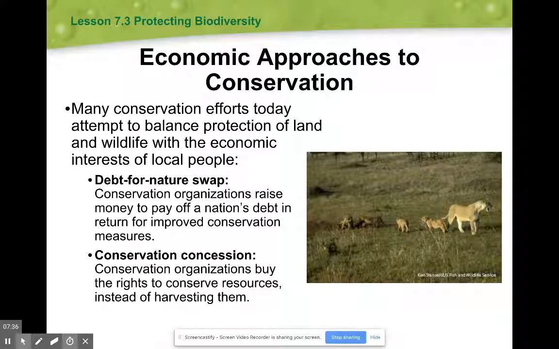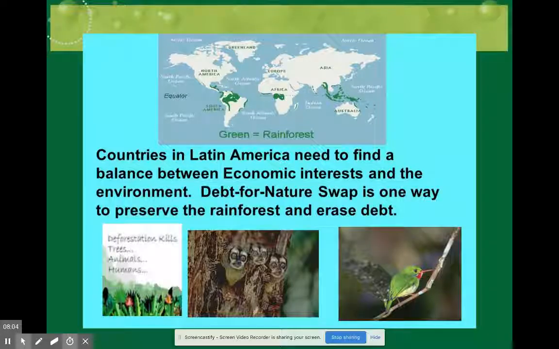The other one is concession. Through concession, what they're doing is they're buying the area. So there's this area of land that may be used for development or farming. Here, a conservation organization has raised money, and they figure out how much money would have been gained from farming that land or developing that land. And they say, hey, here's the money you would have made destroying the land. Now we'll take it and we'll leave it be so these animals can survive.